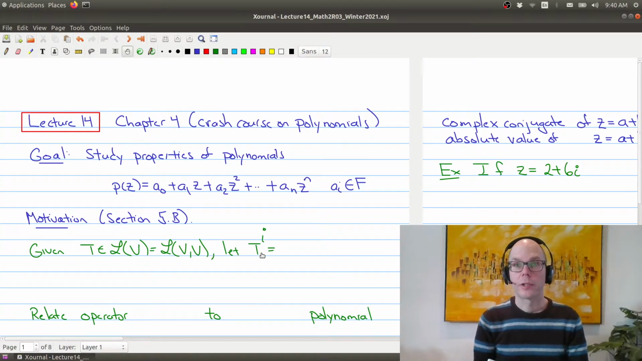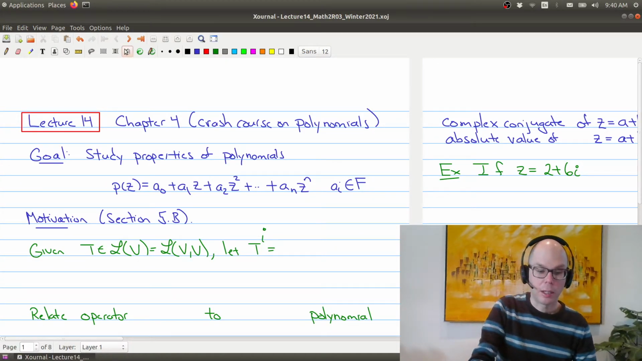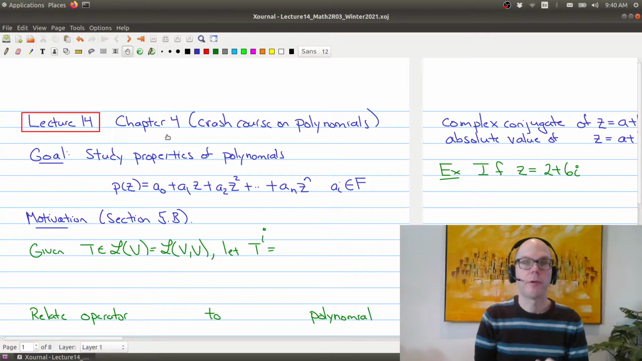In today's lecture, what we're going to be doing is looking at the entire chapter 4, which talks about polynomials. So today's lecture is more on the properties of polynomials. We won't be seeing too much about linear algebra or vector spaces, but we will need a lot of these properties when we go into chapter 5 and chapter 8.